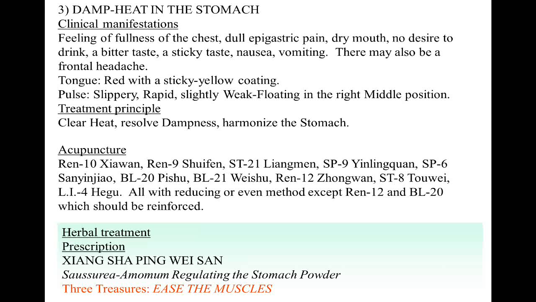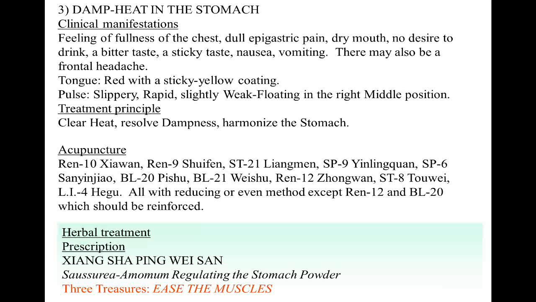Stomach 8 you don't need to use in digestive problems. You would only use it if this person also has dull headaches, which frequently do come from dampness. And you would use Stomach 8 and Large Intestine 4 only, I repeat, in case of dull headaches from dampness.